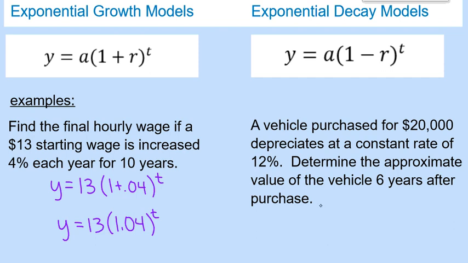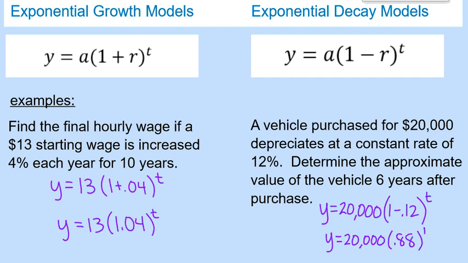So to make that model, we would put the initial value of the vehicle as A, 20,000. And then for 1 minus r, we have 1 minus 0.12 for 12% raised to the t. And that model would look like y equals 20,000 times 0.88 to the t. And the base being 0.88, a number less than 1, implies decay. And then we would use that model to solve the problem by putting 6 in for time. So that's just a reminder of what we've done before.